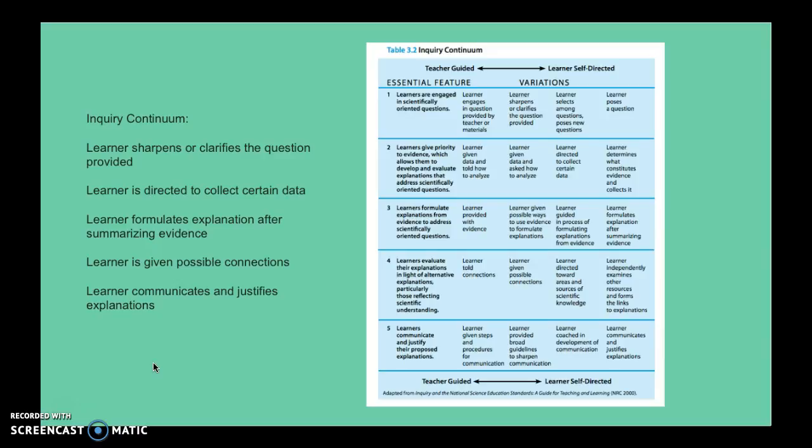And finally, the learner communicates and justifies explanations, simply because we were asked, what would you add to your filtration system, and things of that nature.